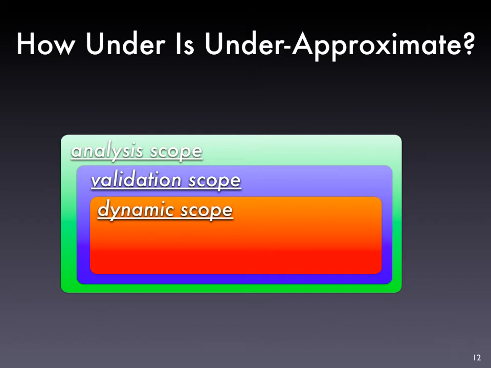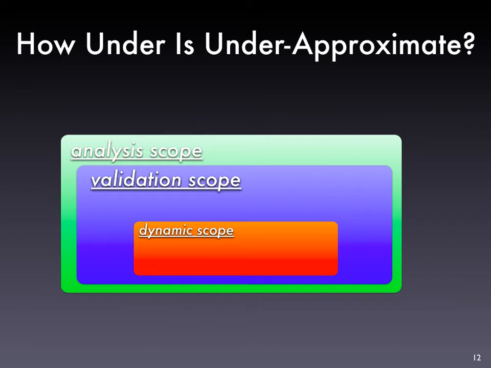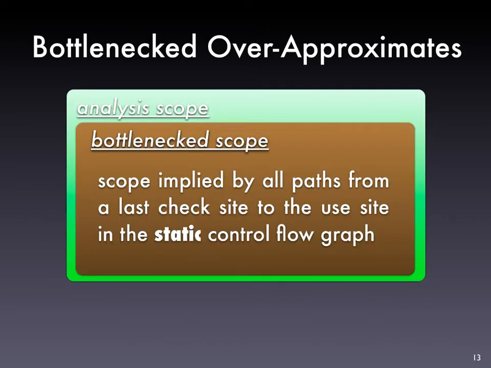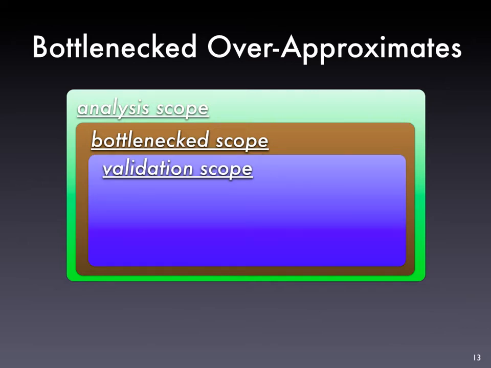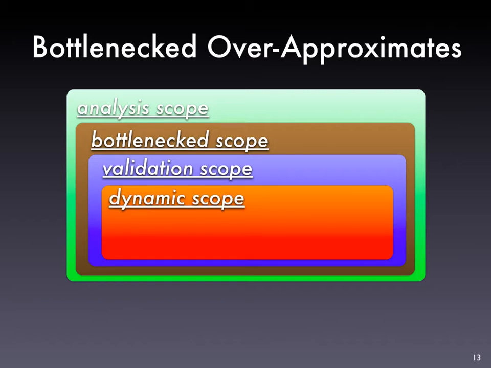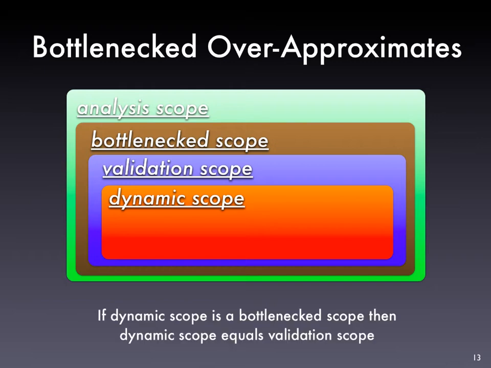Now, a natural question for any under-approximation is, how under-approximate is it? Does the dynamic scope look like this, or more like this? To investigate this question, we first have to define another kind of scope, what we term the bottleneck scope. The bottleneck scope is the scope implied by all paths from the last check site to the use site in the static control flow graph. This static property means that it's an over-approximation of the validation scope. But because the dynamic scope is an under-approximation of the validation scope, if we can show that the dynamic scope is a bottleneck scope, then the dynamic scope equals the validation scope.